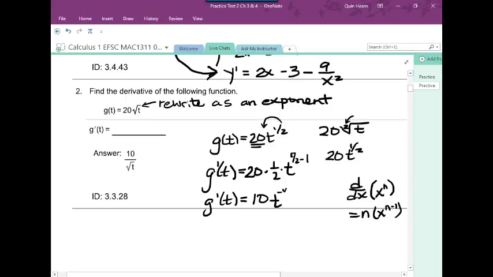Good, negative 1/2. So now this is the derivative, but it's just not in a form that we like to leave it in. First of all, we don't like to leave negatives in our exponents. So one way you could write this derivative would be 10 over t to the 1/2 power. However, since we did start with a radical notation instead of an exponent notation, you might want to put it back like they did into the form 10 over the square root of t. Okay, let me know if there's any questions about that one.